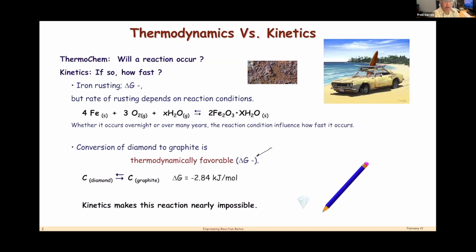Another example of thermodynamics and kinetics is your diamond. If you have a diamond ring or diamond jewelry, that can actually convert over to graphite thermodynamically. It's favorable. The reason why it doesn't is because there's a huge kinetic barrier between the diamond and the graphite. And yet we can use that knowledge to take graphite or just plain carbon, and under very high pressure overcome that activation barrier, so that we can take basically coal or just carbon and make artificial diamonds.